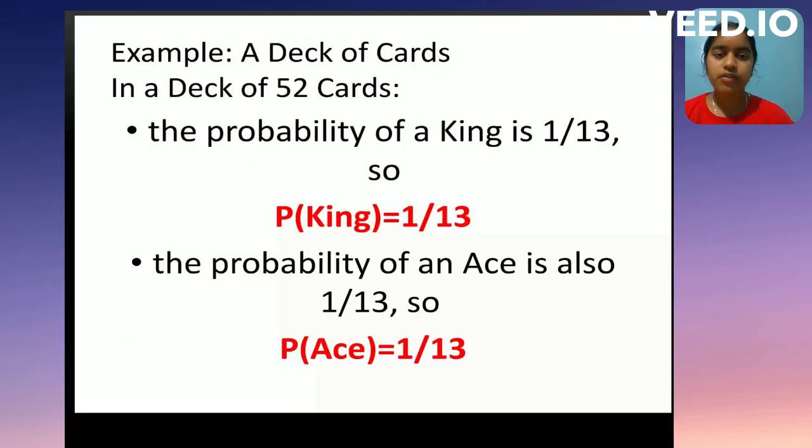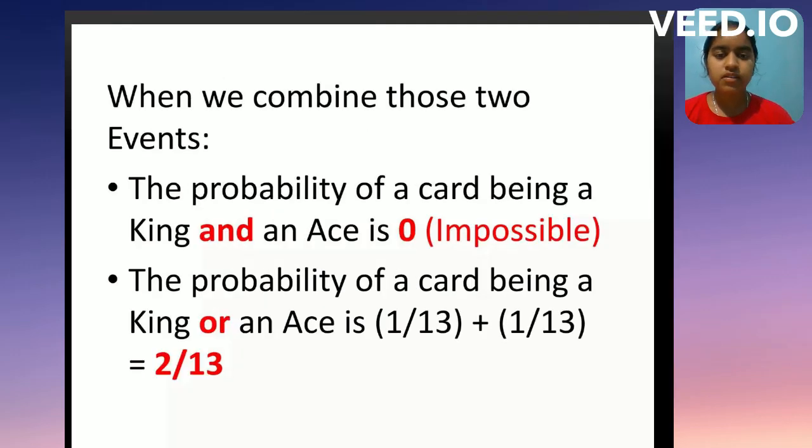Example, a deck of cards. In a deck of cards, the probability of a king is 1 by 13. So, P of king is equal to 1 by 13. The probability of an ace is also 1 by 13. So, P of ace is equal to 1 by 13. When we combine these two events, the probability of a card being king and ace is 0.